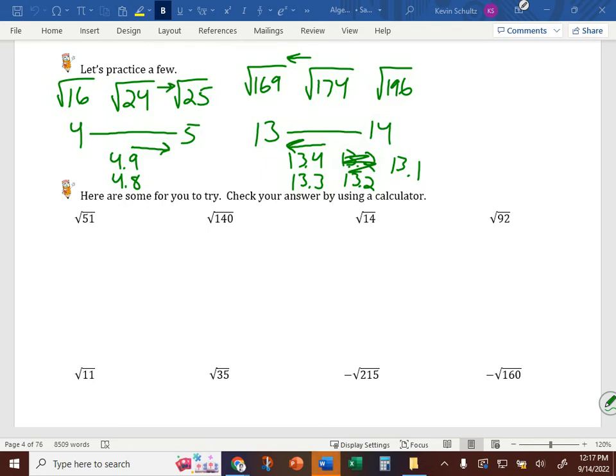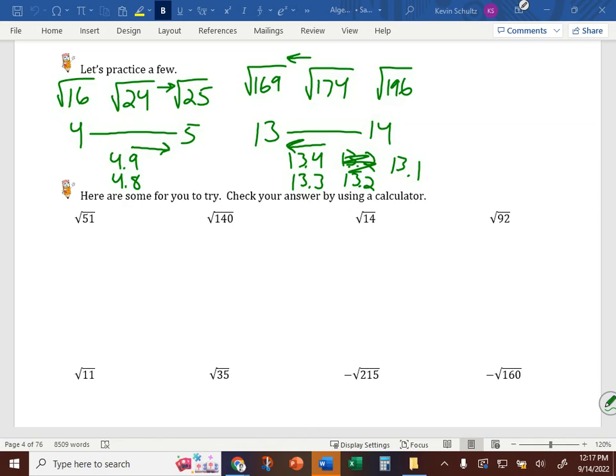Why would 13.5 be a definite poor estimation here, Haley? Because then 174, you're saying that's like halfway between 169 and 196, which it isn't. It's only 5 away from here, and it's what, 22 away from there? It's clearly closer to 169, so your value is going to be clearly closer to 13 than it is to 14. But again, it goes back to that table up above and being able to interpret what it is saying.